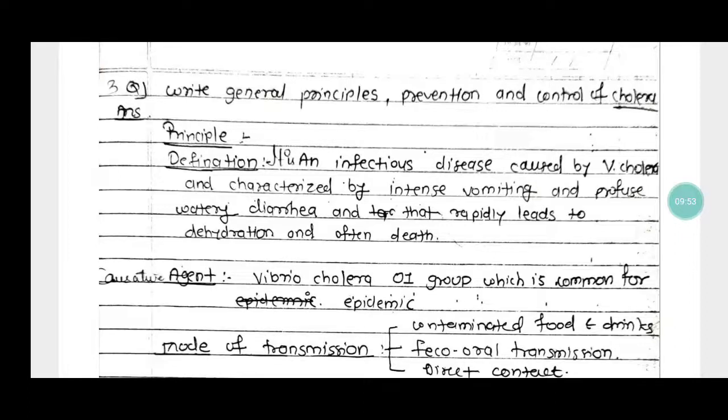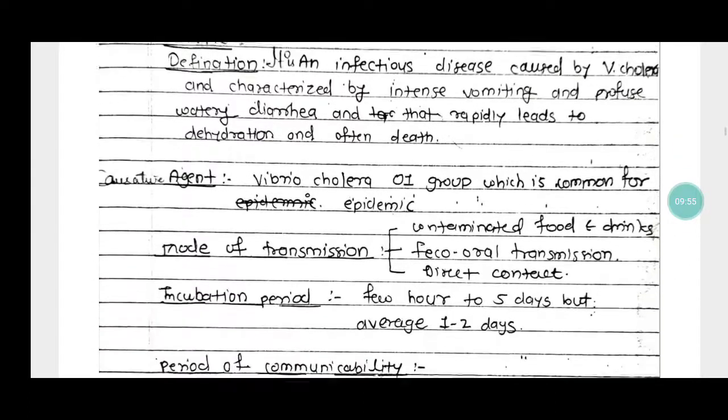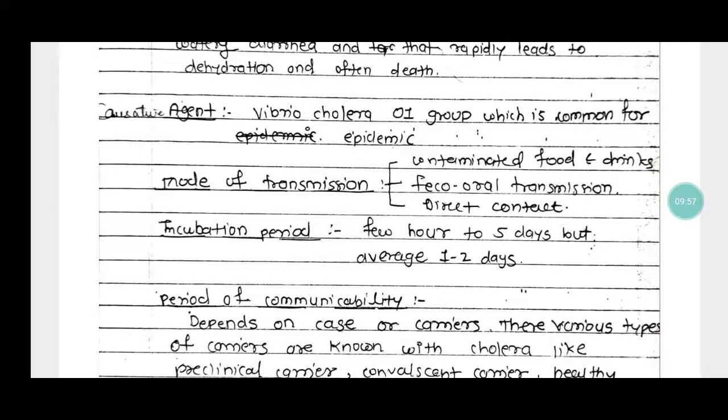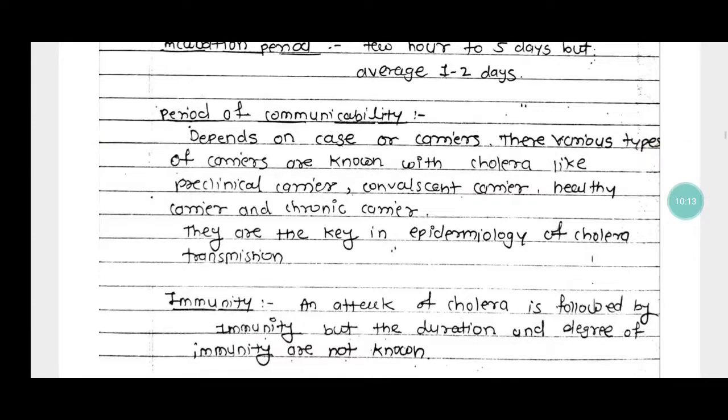which is common in epidemics. The mode of transmission is contaminated food and drinks, fecal-oral transmission, and direct contact. The incubation period for cholera is a few hours to 5 days, but the average is 1 to 2 days, and the period of communicability depends upon the cases or the carriers.